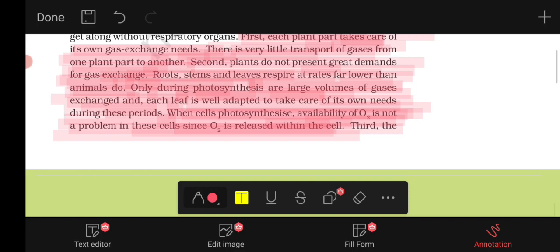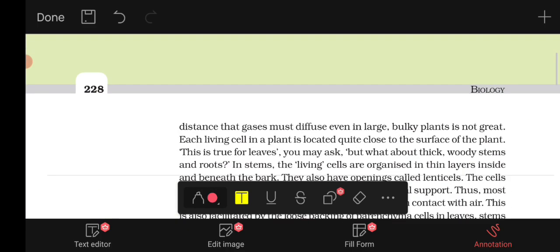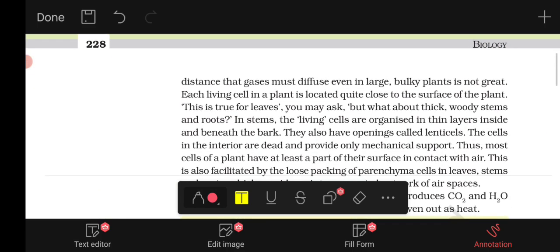And the third is the distance that gases must diffuse, even in a large bulky plant, is not great because they have stomata and lenticels, not only one stoma or one lenticel, they have thousands and millions of such things. So the distance over which gas diffusion takes place is very small.